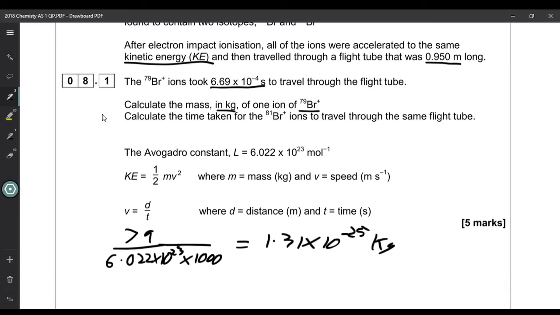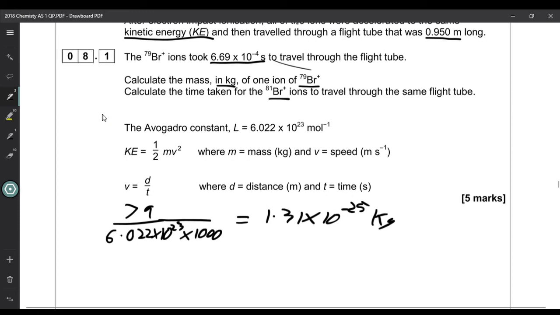The next part of the calculation has asked us to find the time taken for Br81 ions to travel through. We've been given the value of how long it takes for the Br79. What we do know is they're travelling the same distance and they have the same kinetic energy. Okay, but to work out the kinetic energy for the different ions, we need to know velocity. So the first thing we need to do is calculate the velocity that the Br79 ions had.